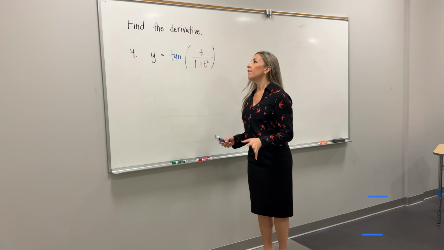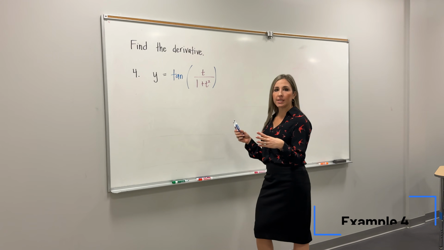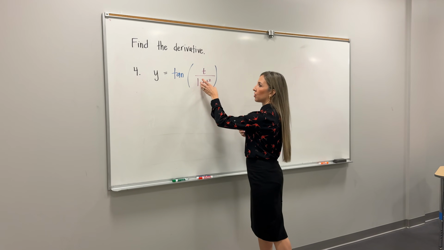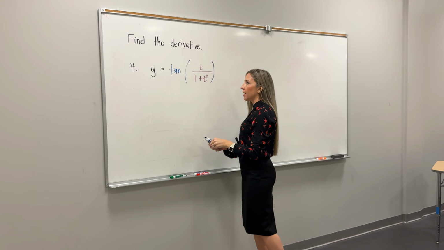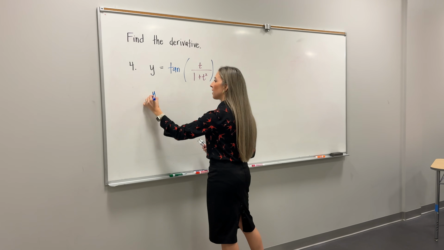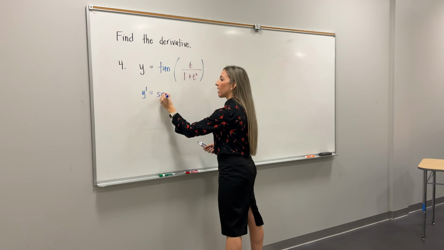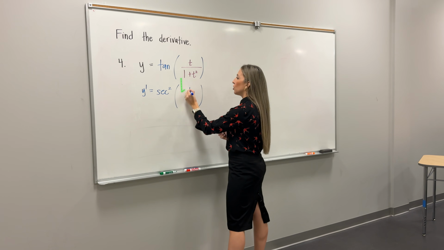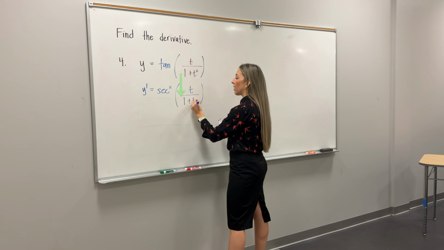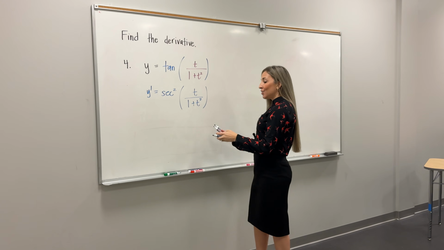Last example, find the derivative of y equals tangent of t over 1 plus t squared. So here we have a composition of two functions, tangent, and then t over 1 plus t squared inside. So here we go, y prime, derivative of tangent something is secant squared something. I know it's tempting, but don't touch the something. Just rewrite it exactly as it is, right? We're only taking the derivative of the outermost function. Then it's chain rule time.